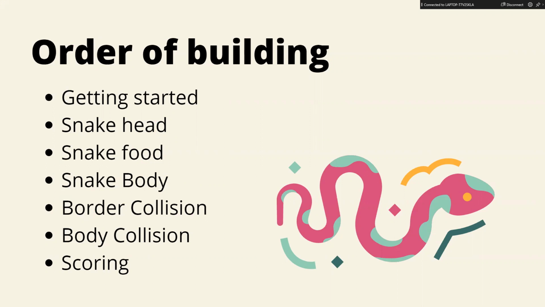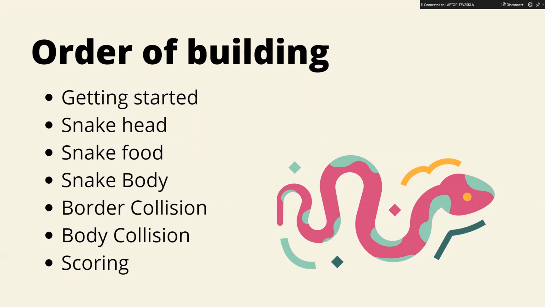Followed by that, we'll make the snake's food and body. And then we'll work on the border collision. If we hit the borders, we die, and if we hit ourselves, we die. And last but not least, a scoring system, so that you can make the game fun to play, and keep track of your high score and so on. It should be a fun game to build, and hopefully you learn how game development works on the whole by building this from scratch.